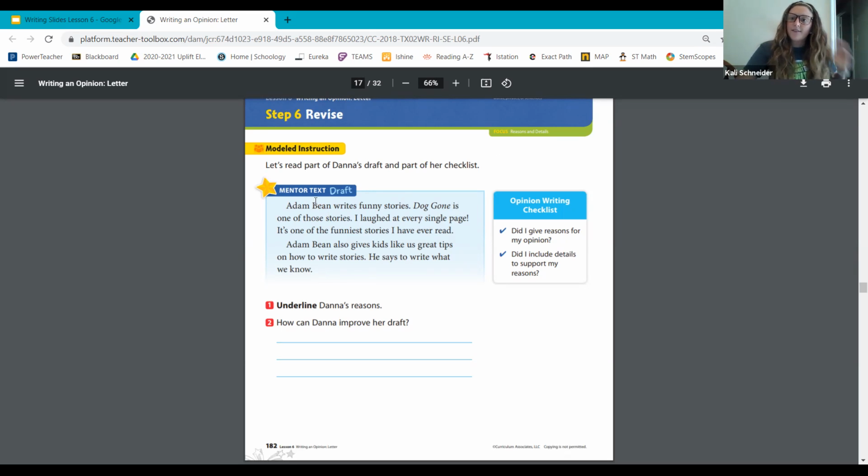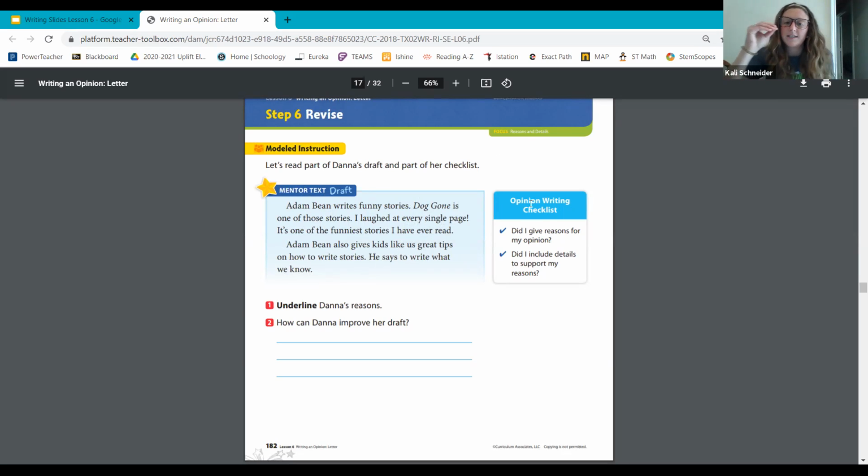Mentor text. The draft says, Adam Bean writes funny stories. Doggone is one of those stories. I laughed at every single page. It's one of the funniest stories I've ever read. Adam Bean also gives kids like us great tips on how to write stories. He says to write what we know. So let's take a look.